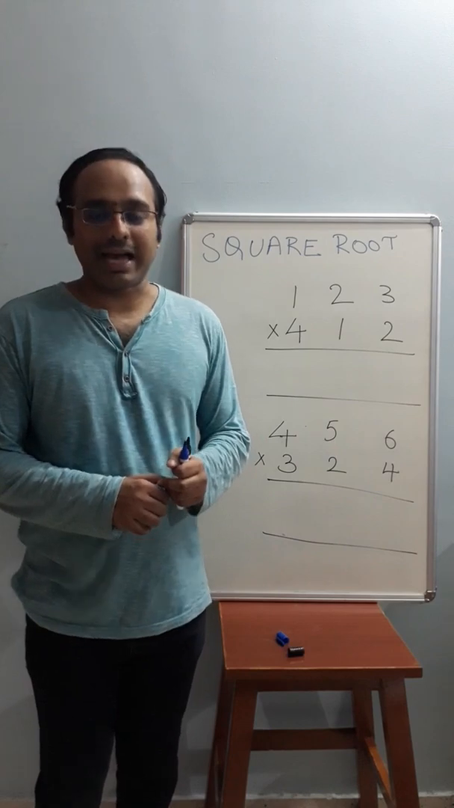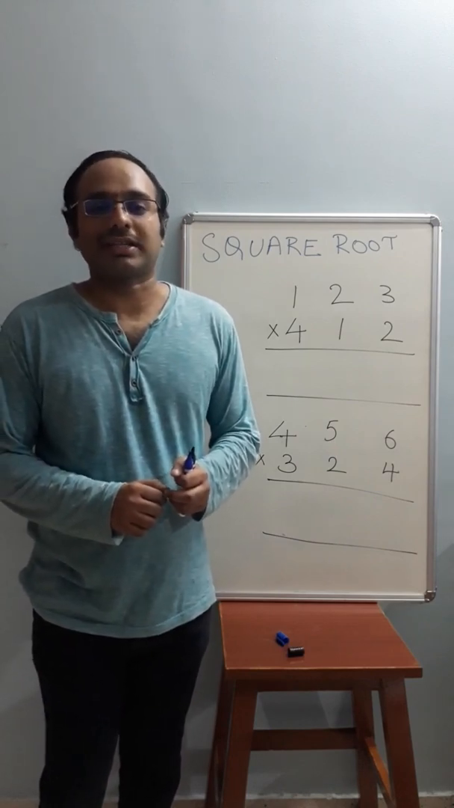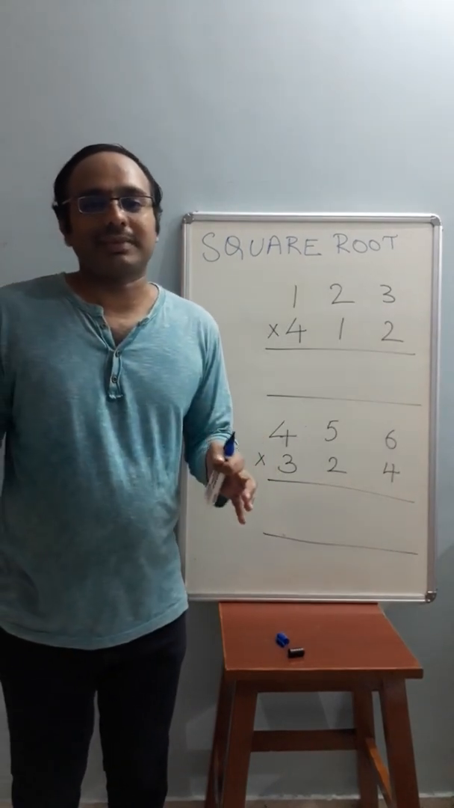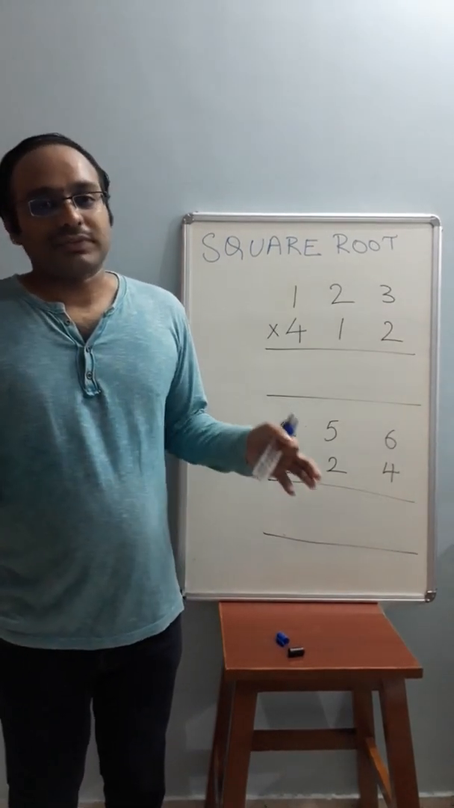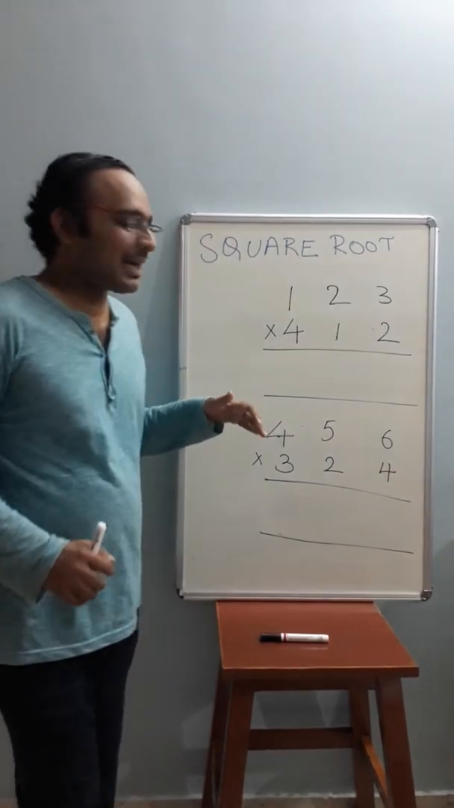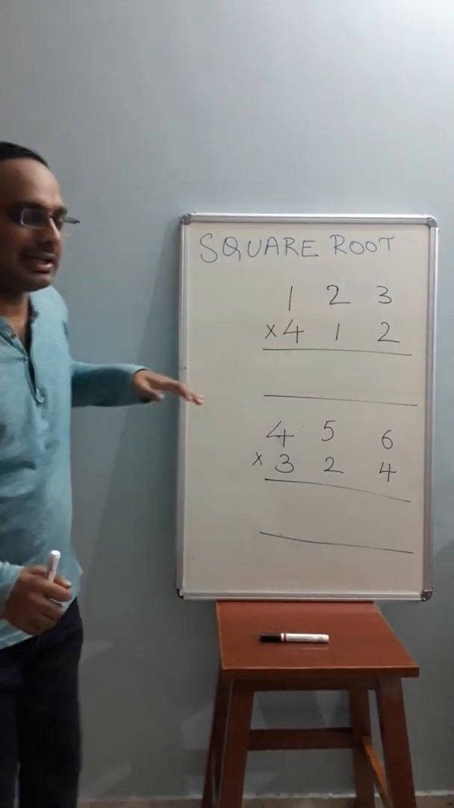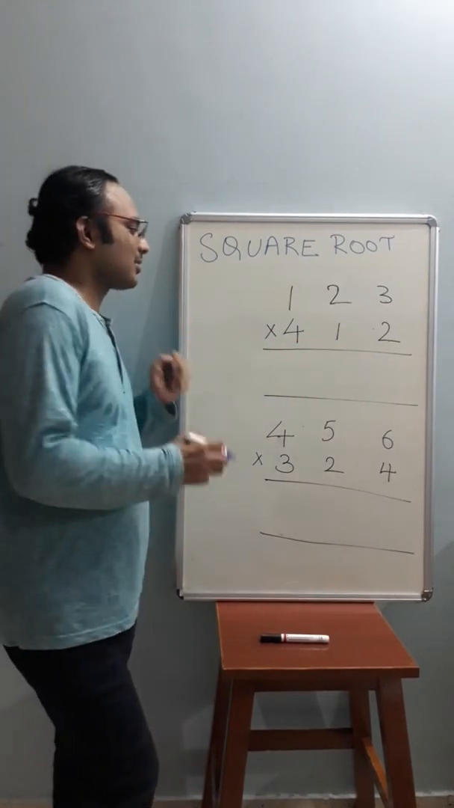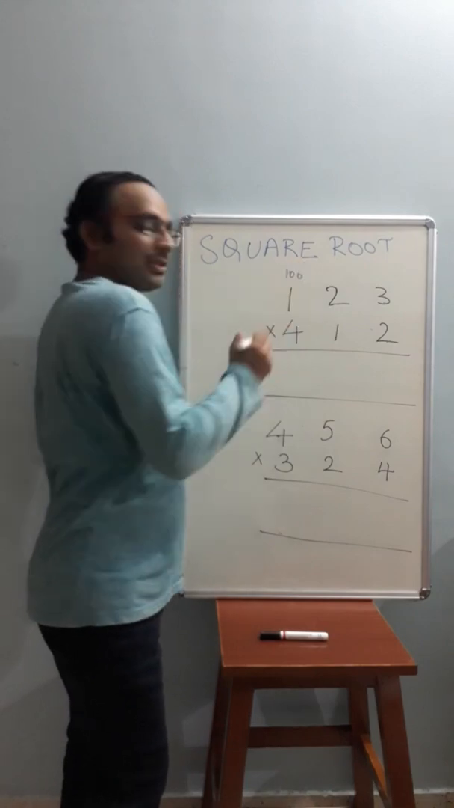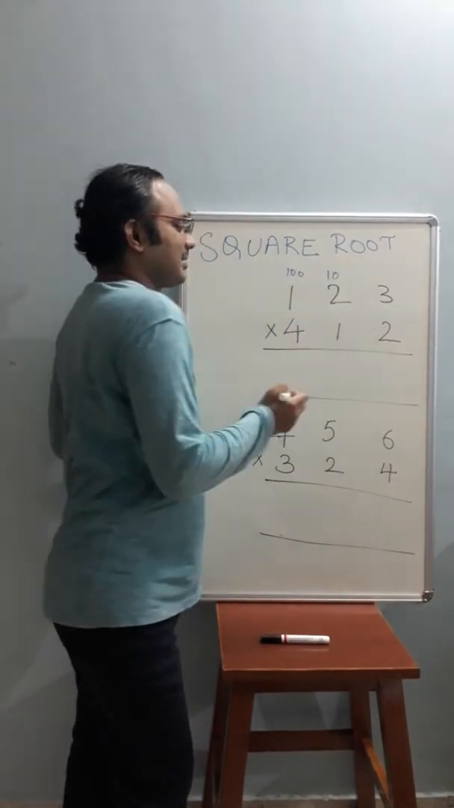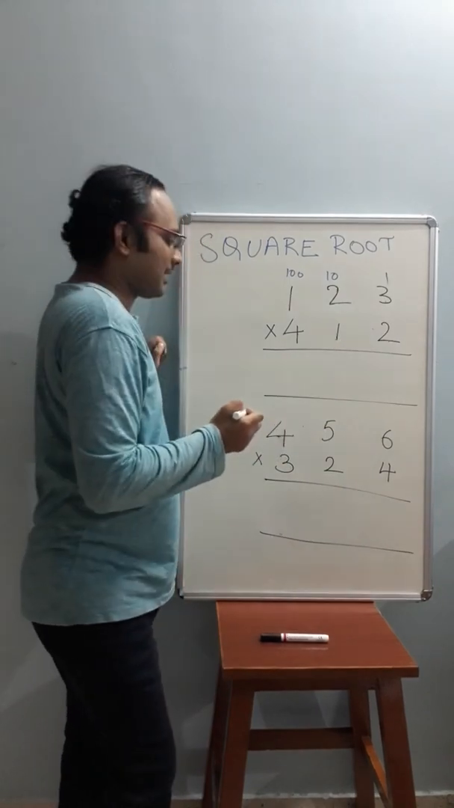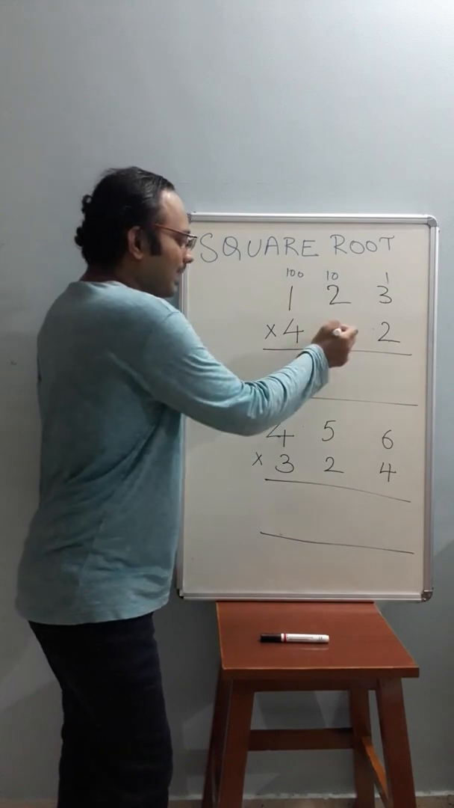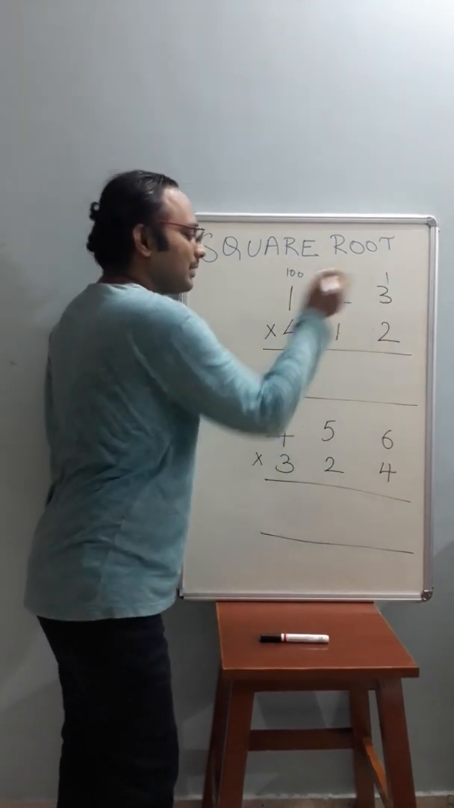Not by mugging up the steps, but by understanding how each trick works. Today I am going to discuss a generic method from Vedic mathematics to multiply two different numbers. Consider multiplying 123 into 412. 123 has 1 in hundreds place, 2 in tens place, 3 in units place. 412 has 4 in hundreds place, 1 in tens place and 2 in units place.